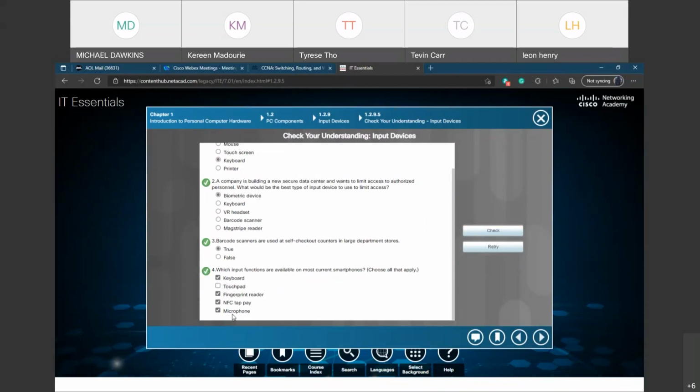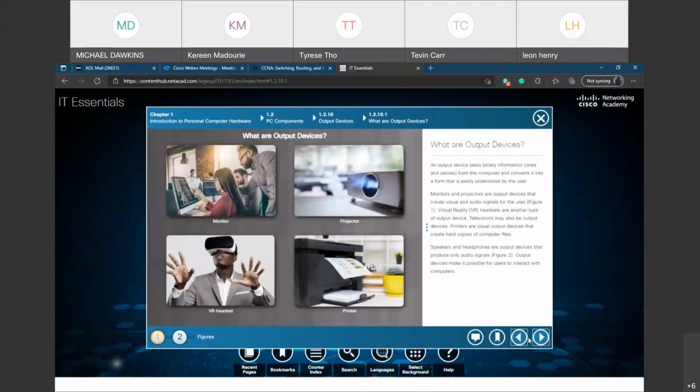All right. And NFC is also an input device. Tap to pay, and it didn't tell you tap to pay. And your fingerprint reader, definitely most smartphones come with a fingerprint reader to unlock it. The microphone, you're talking to the phone. And definitely it comes with a keyboard. The keyboard comes up, but you use a touchpad to interact with the keyboard. All right, so we move to the next.